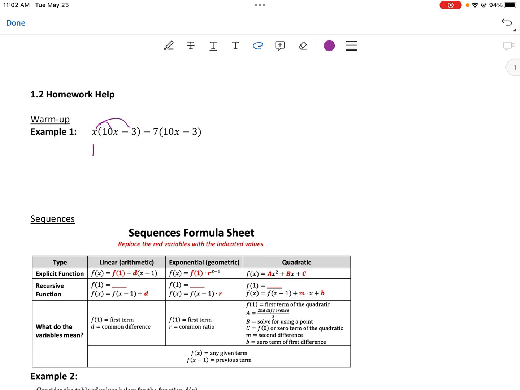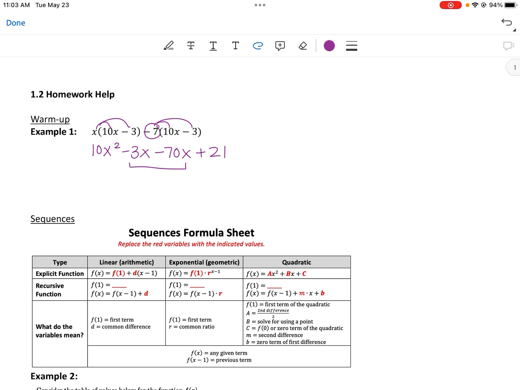We get 10 times 1 is just 10, but x times x is x squared. Negative 3 times x is negative 3x. Here you want to make sure to distribute the negative 7 to both. So negative 7 times 10 is a negative 70. We still have the x with it, but negative 7 times a negative 3 is plus 21.